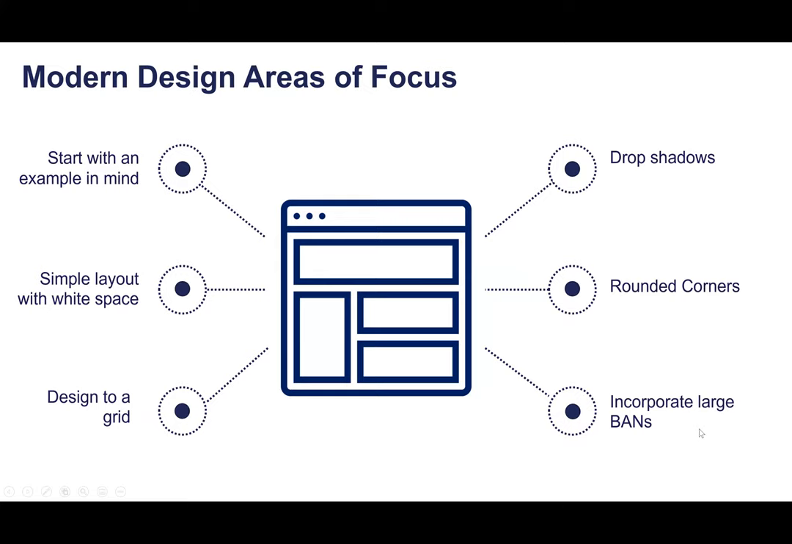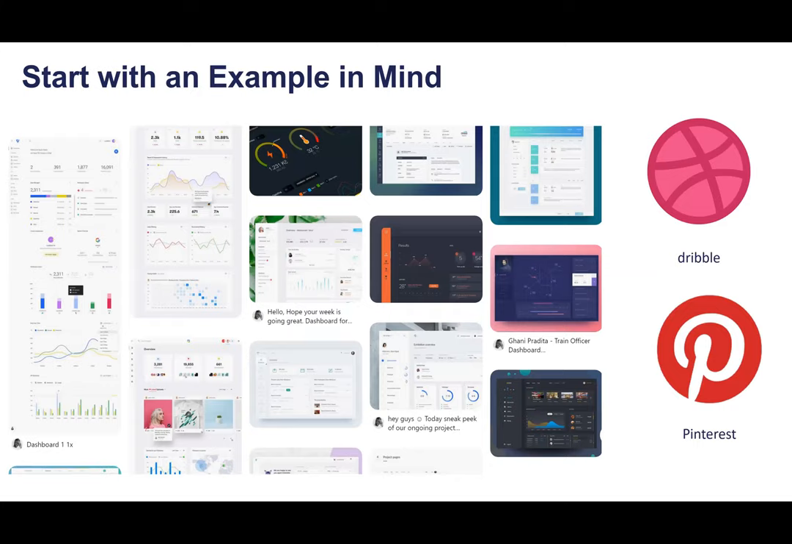So let's start with the first one, looking at examples. Typically, when I'm looking at an example, I either go to Dribbble or Pinterest. On both of these sites, you can type in modern dashboards and they provide you with a plethora of examples that you can look at to help you get started on the design that you want to go with. I went to Dribbble and to Pinterest, and there were some examples that stuck out. I took screenshots of each of those and decided what I liked about each of these and how I want to incorporate it into the final visualization or the final template.